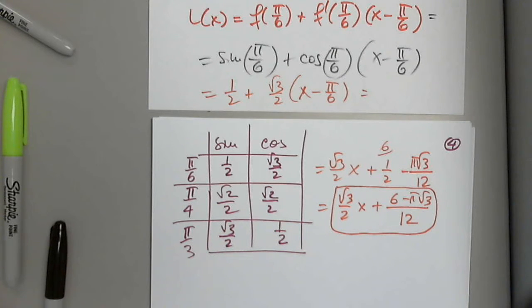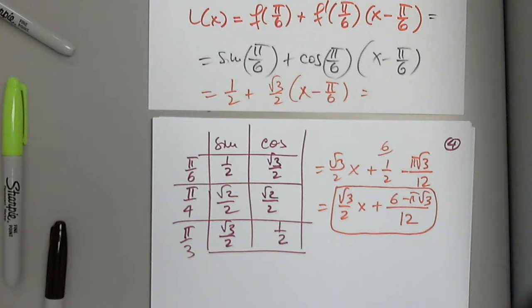Wait, you added 1/2 plus root 3 over 2? Wait, it's minus. No, the first part. Here. No, before that, the first term. So I have the square root of 3 over 2 times x, which is this part. Yeah. Then I wrote the 1/2. Okay. And then I distributed the square root of 3 over 2 to this, and I wrote it here.